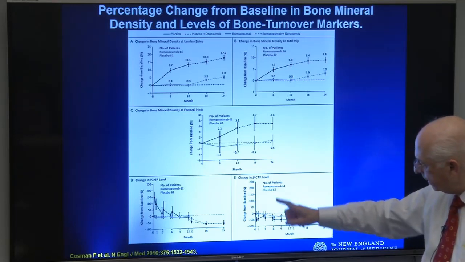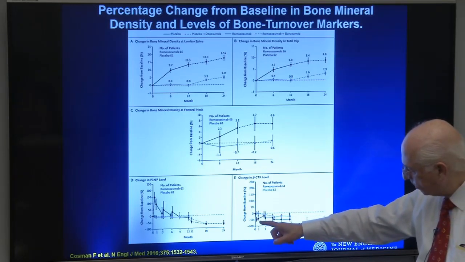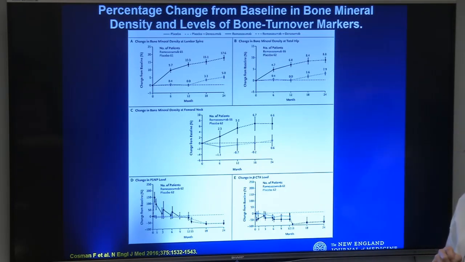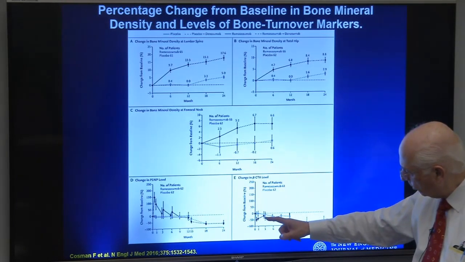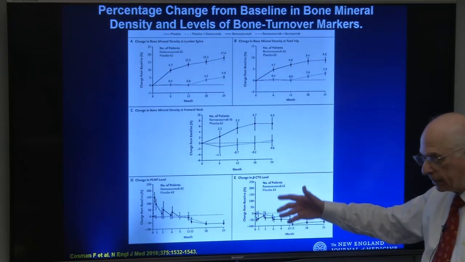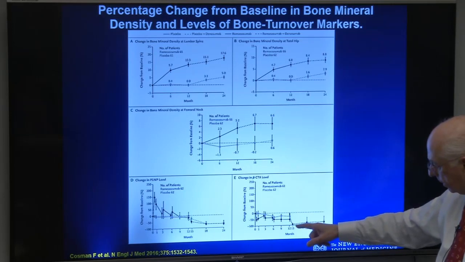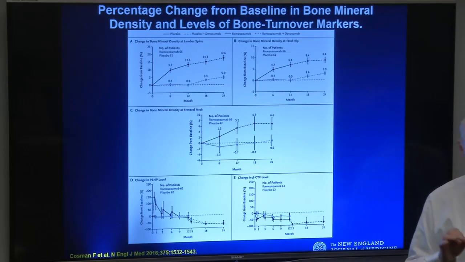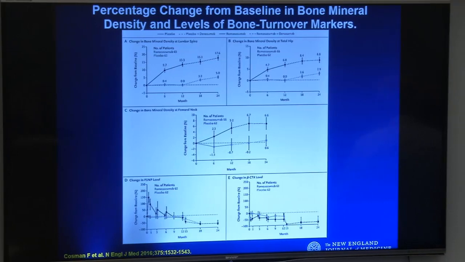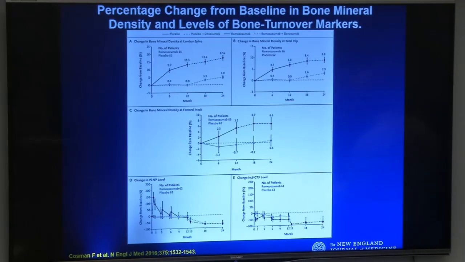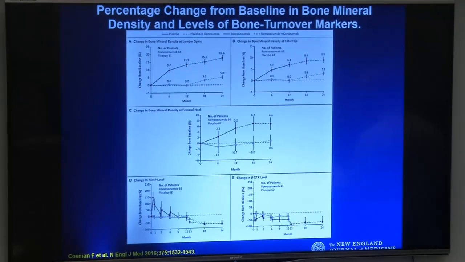Now, this is CTX. CTX drops by 50% immediately. And then it makes a little bit of a recovery. This is actually reproducible. It always seems to happen. But it never gets to baseline, and then it goes down. And then when you get to the DMAB phase, it's even lower. So if you buy into this bone marker kinetics, you're not seeing a pure anabolic. You're seeing a transient anabolic that's converting itself very quickly to an antiresorptive.